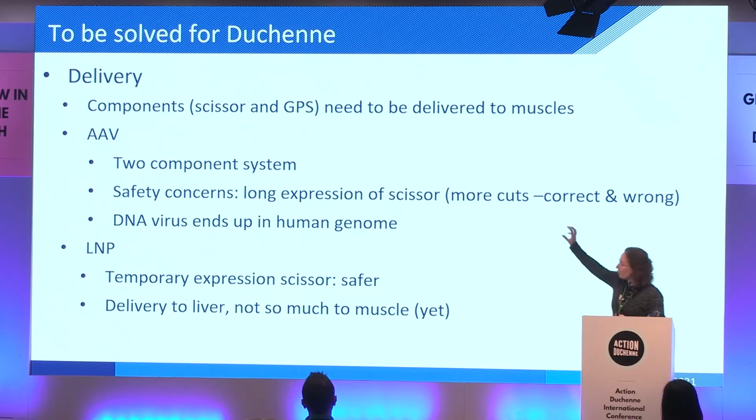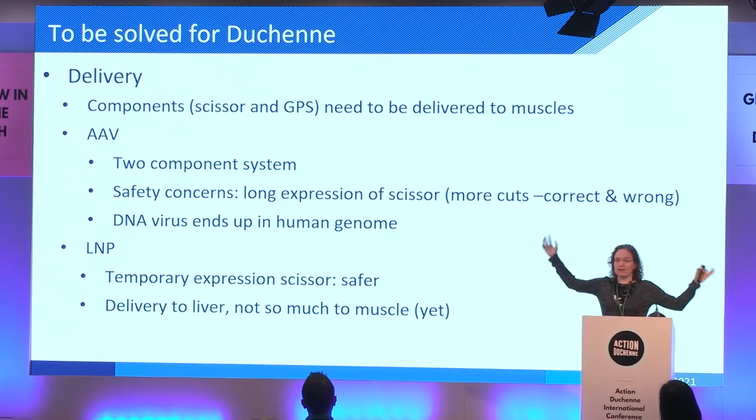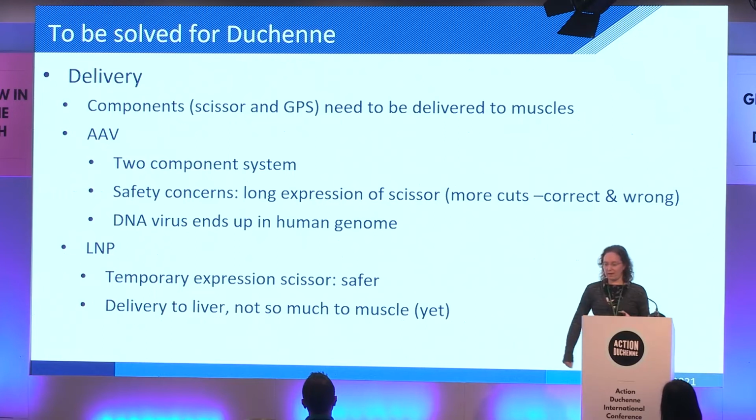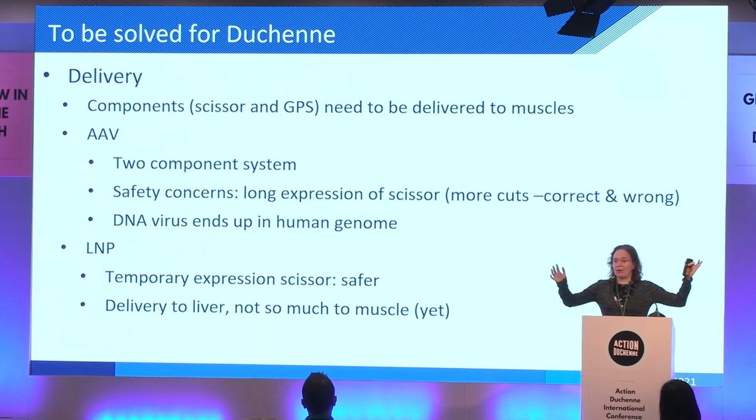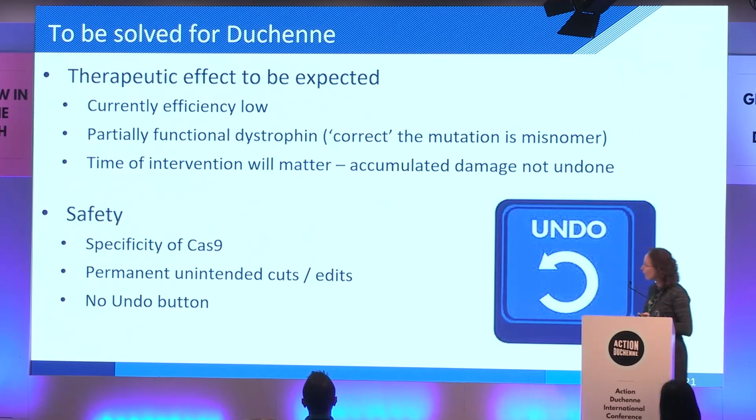And also, it's a two-component system. This scissor gene is very big, so it needs its own AAV, and then you need your other AAV for your guide. And that means you get a dilution of your effect. And normally, I said, normally AAV doesn't go into the genome. However, if you start cutting the genome and there's AAV genes floating around, it will end up in the genome, and that's another safety concern.